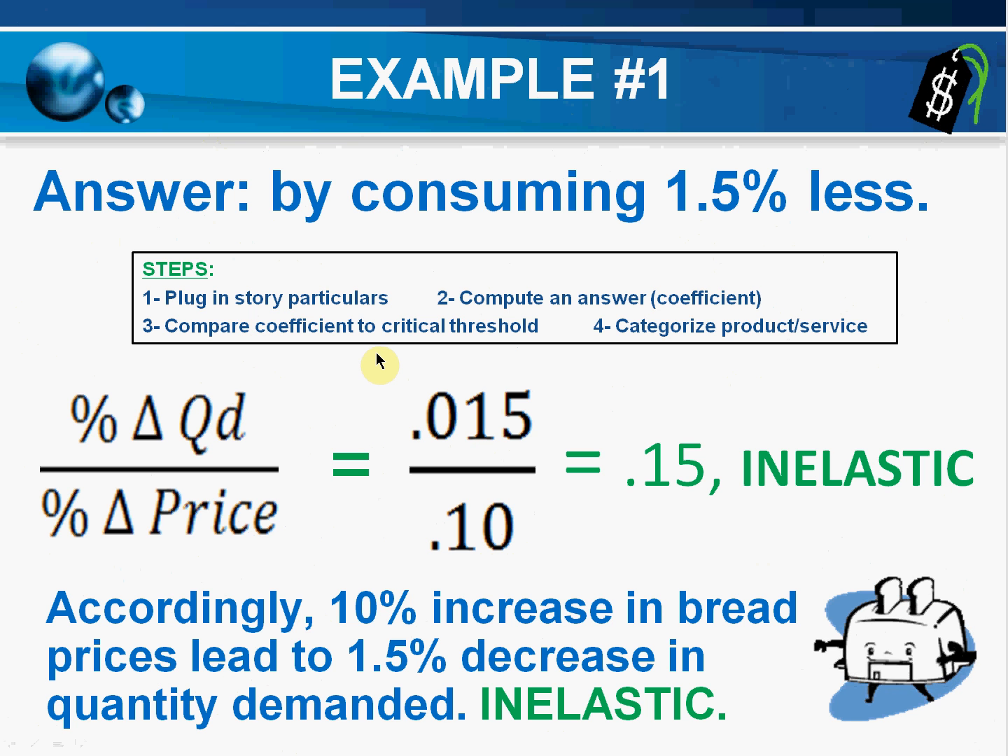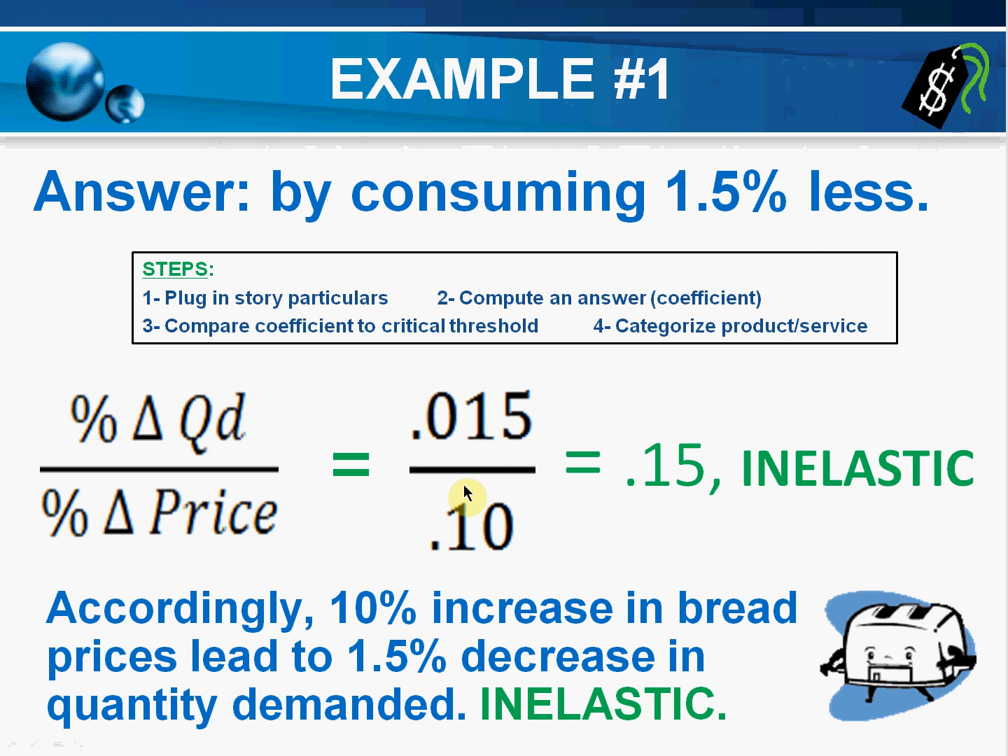Nationwide averages show that following a 10% increase in the price of bread, consumers respond by purchasing 1.5% less bread. Accordingly, we can follow these 4 steps, again in this box. In going from the beginning of the story all the way to the end, we start with the theoretic construct of the equation. We plug in the story particulars. Where do these come from? Well, I just gave you the storyline. The 10% increase in the price of bread goes in the denominator. This is the percent change in the price of bread in this case.